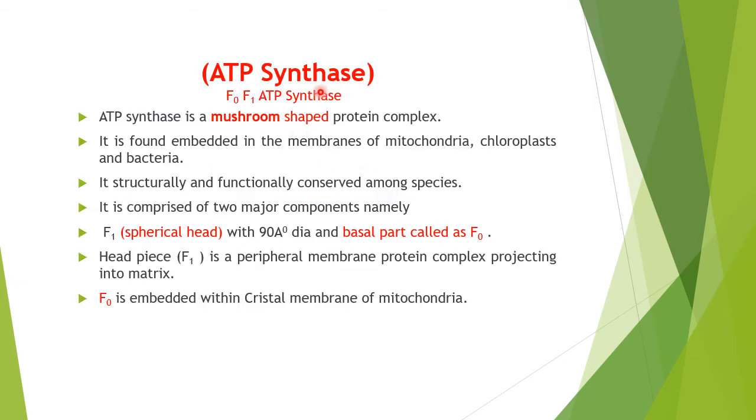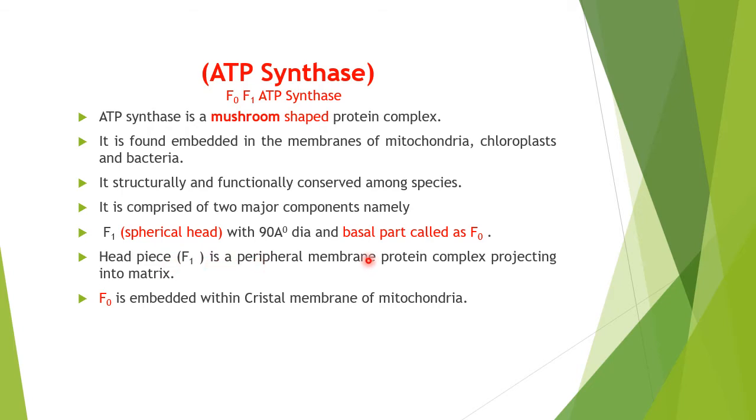What is basically an ATP synthase? It is also called F0 F1 ATP synthase. ATP synthase is a mushroom-shaped protein complex. It is found embedded in the membranes of mitochondria, chloroplasts, and bacteria. You'll see it's also present in the membrane of bacteria. And it is structurally and functionally conserved among species. It is comprised of two major components, namely F1, which is a spherical head with 90 angstrom diameter, and a basal part called F0, which is embedded within the inner mitochondrial membrane.